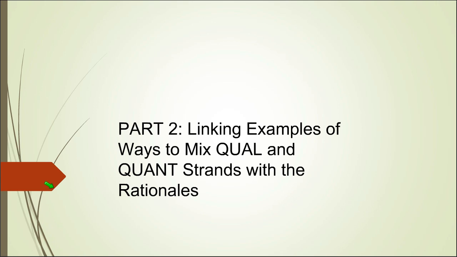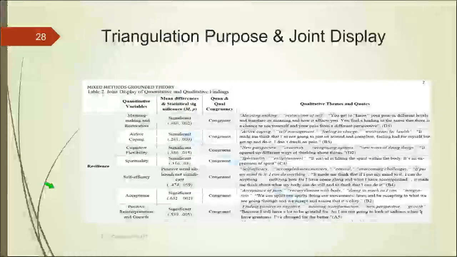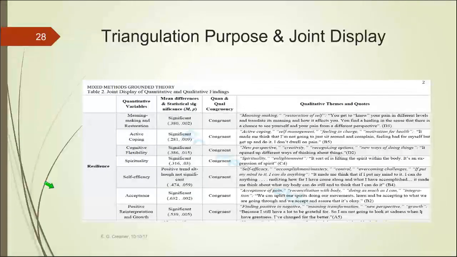So that's one kind of analysis. Let me show you 3 ways that mixing can occur. Now this one, I'm going to link to the triangulation purpose and a type of table that is called a joint display in mixed methods. Tony Onwuegbuzie has written about joint displays, among others. And this is also sometimes called a truth table.